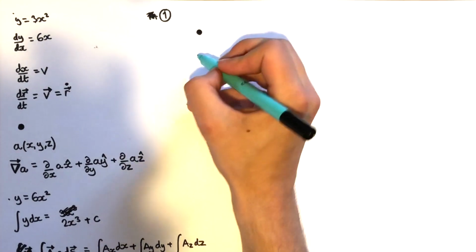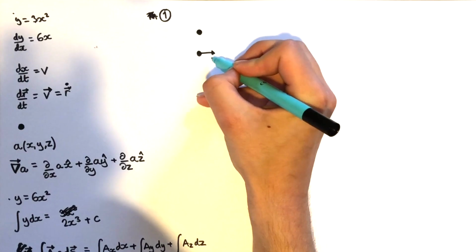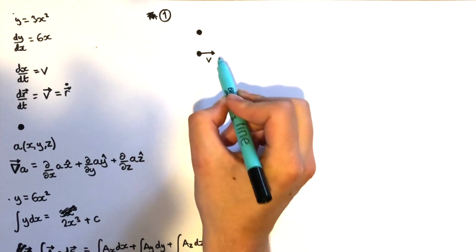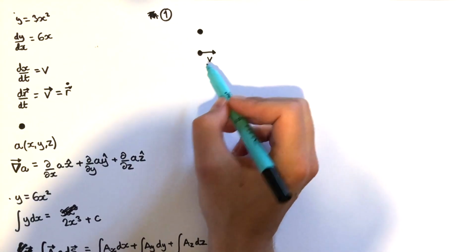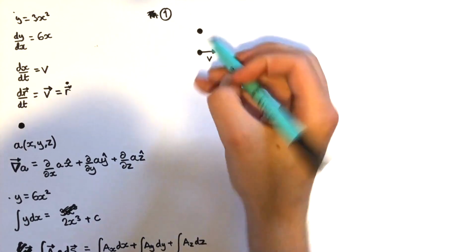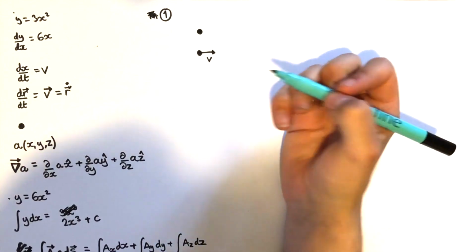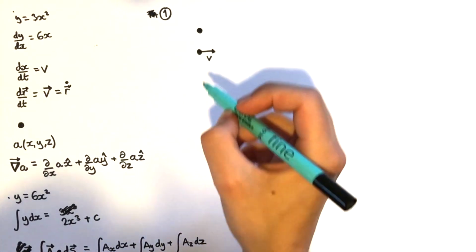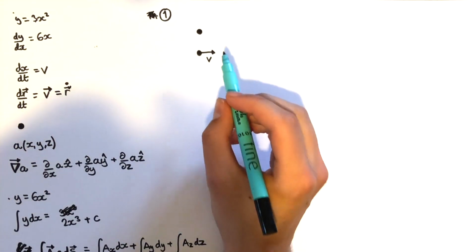Alternatively, if you've got a particle that is moving at a velocity v in that direction, so say it's moving with constant speed v, then it will continue to go at constant speed v unless acted upon by an external force. So the velocity will not change unless it is acted upon by an external force.